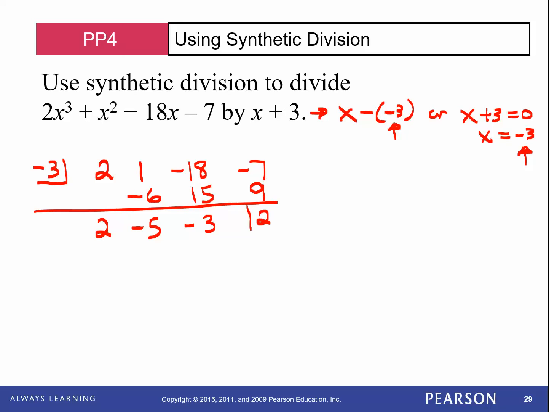So quick show of hands, how many at least got the numbers correct completely? Okay, and then the quotient is going to be 2x squared minus 5x minus 3 plus a remainder of 2 over x plus 3. Cool. Not bad. Math is easy for the most part, if you read ahead, if you try the homework.